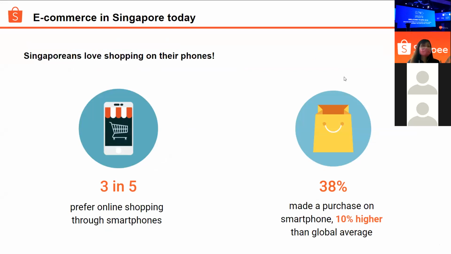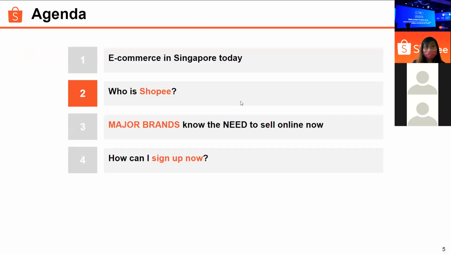Singaporeans love to shop on their phones. 3 out of 5 people do their online shopping via their smartphones, and 38% of them make the purchase on their smartphone. This is 10% higher than the global average. So why am I talking about shopping on your smartphones? This is where Shopee comes in.